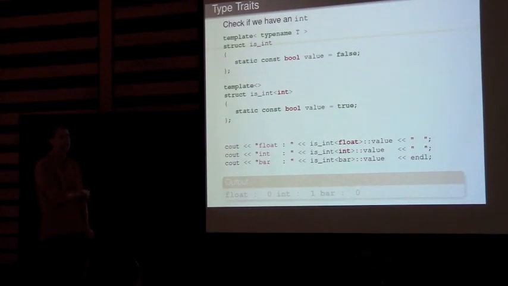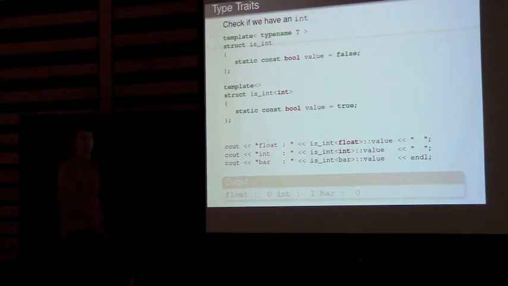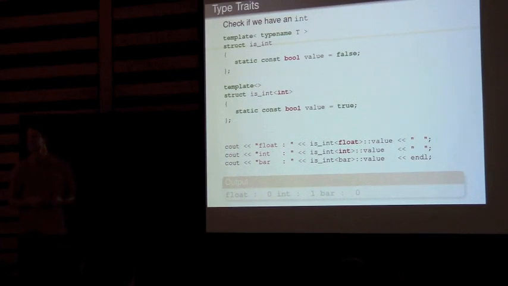Type traits aren't anything magic. Here's one that's going to tell us whether or not we have an int. So, struct is_int. We have template parameter T, and within here we have static const bool value, and we just set it to false. We're going to then specialize T on the thing that we're interested in, in this case, an int.